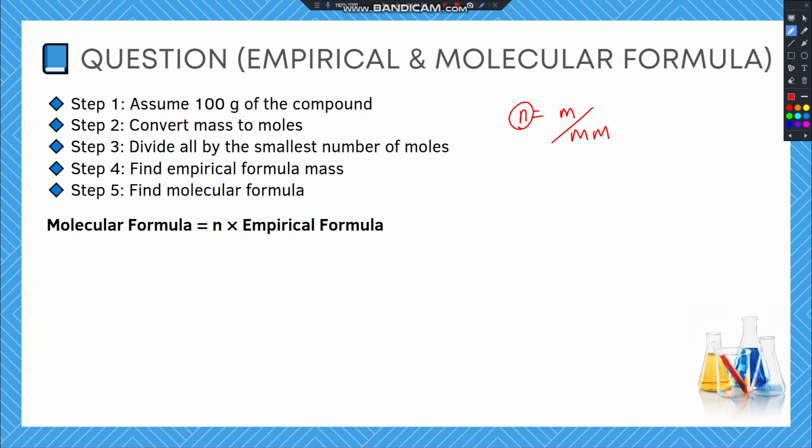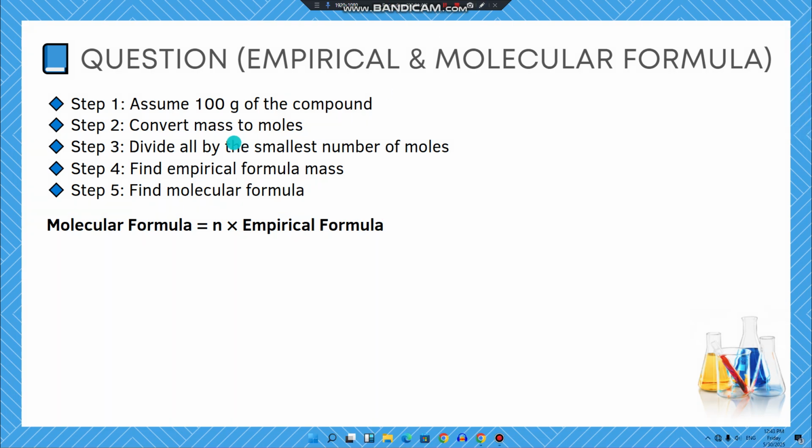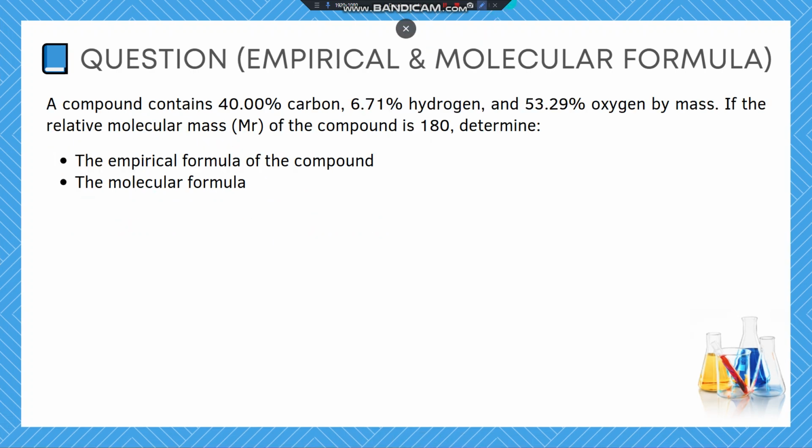Next step says divide all through by the smallest number of moles and then find the empirical formula mass, and then you find the molecular formula. The formula for the molecular formula says molecular formula is equal to N multiplied by the empirical formula. We're going to apply all these steps one after the other. So let's get into the solving of this question. To begin off, we need to assume 100 grams of this compound.